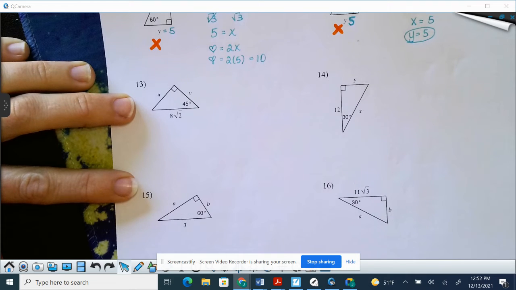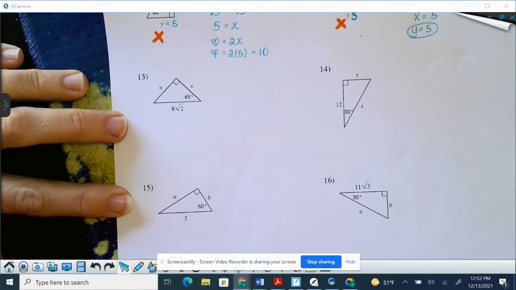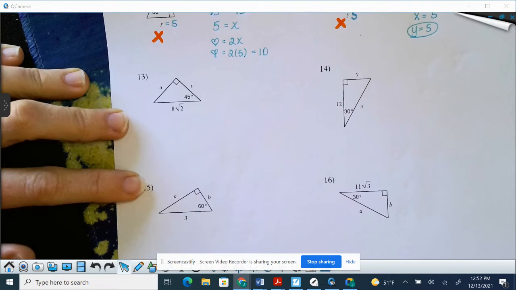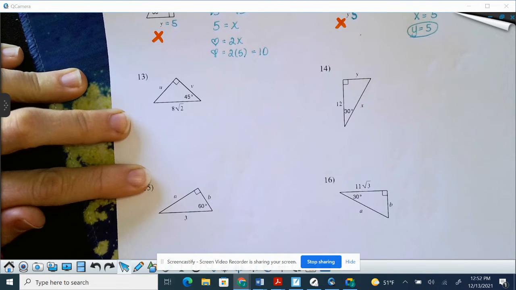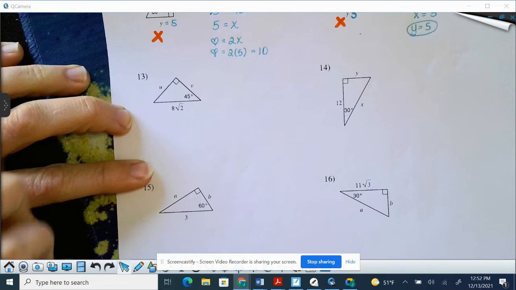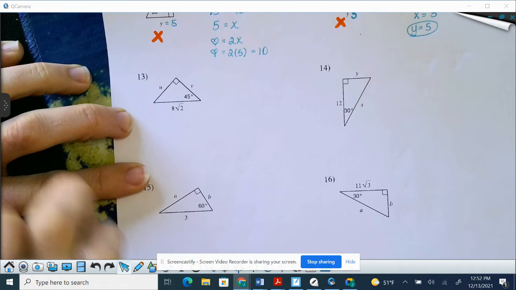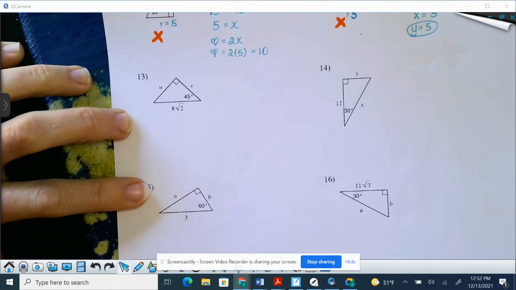Finishing up our practice for solving special right triangles. So it's the mixed review portion. So 13 through 18, they're not necessarily grouped by 45, 45, 90, or 30, 60, 90, but mixed review. So again, I would really highly recommend writing down the ratios of the sides from your special right triangle so we can get those memorized.